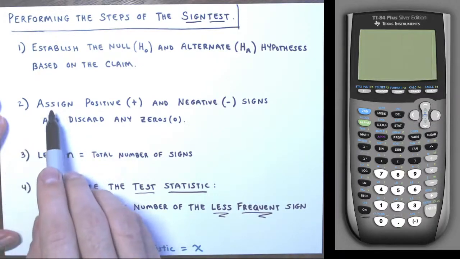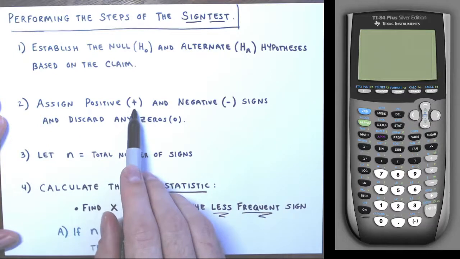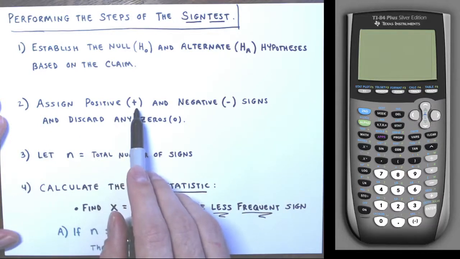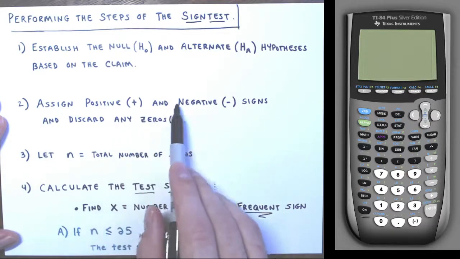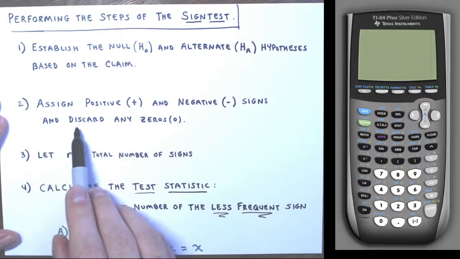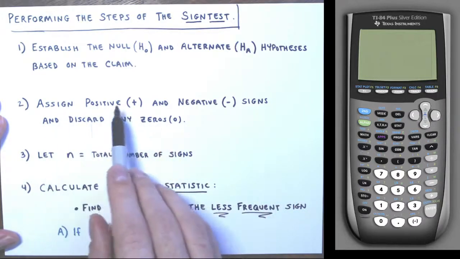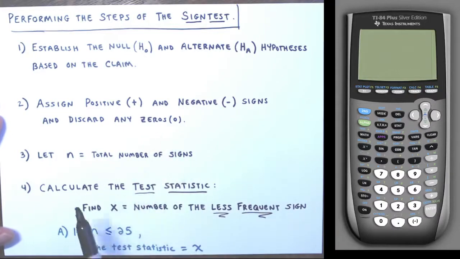Next, we're going to assign these positive and negative signs that were mentioned on the first page, plus signs, minus signs, and discard any zeros. Now, exactly what this means and how these get assigned, I will get into when we get to the examples where I apply this Sign test.